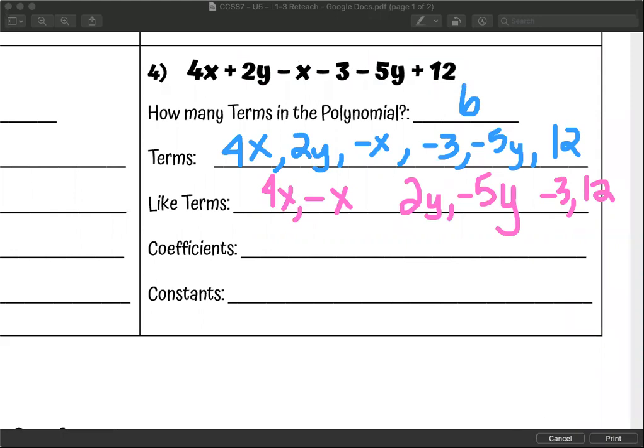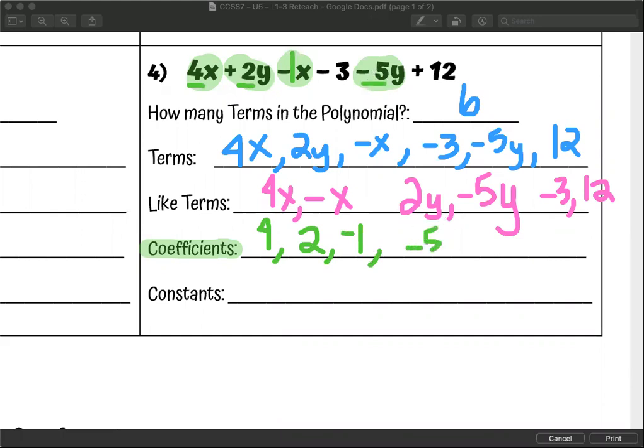Our coefficients, again, I'm going to highlight in the same color I've been doing, any term that has a variable in it. 4x has a variable, positive 2y has a variable, -x has a variable, -3 does not, -5y has a variable, 12 does not. So the numerical part of these terms, there's 4 of these terms, there should be 4 coefficients. The numerical part here is 4. The numerical part here is 2. Here, -x is -1, and -5.